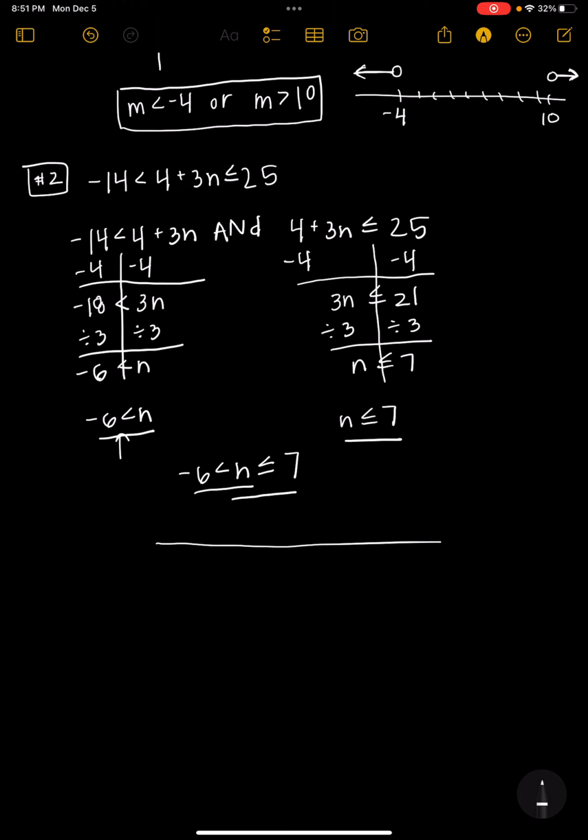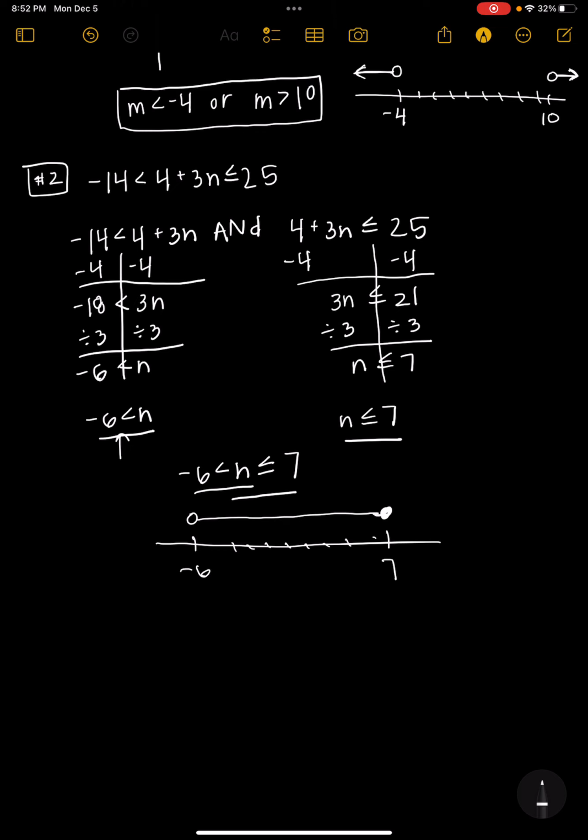So when we graph it, we're going to find negative 6 and then 7, and we're going to plot our points. So it says negative 6 is just less than n, so it's an open dot right here. And then at 7, it's a closed dot because it's less than or equal to. And then because it's an and equation, we can just connect these two dots. But let's just make sure that makes sense.